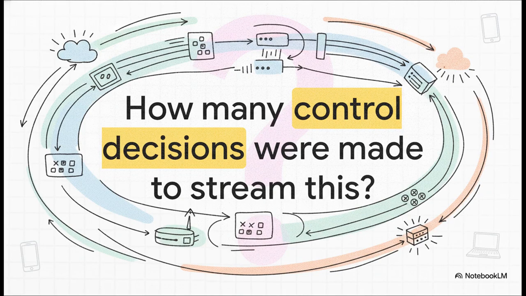Which leaves us with this final thought to ponder. Think about the incredible scale of what we've just uncovered. How many invisible congestion control decisions, how many queue management prioritizations, and how many dynamic TCP window adjustments were just made in the last 10 minutes simply to stream this very explainer to your screen seamlessly. The numbers are staggering. The digital highway is alive, and it's constantly adapting to keep you connected.